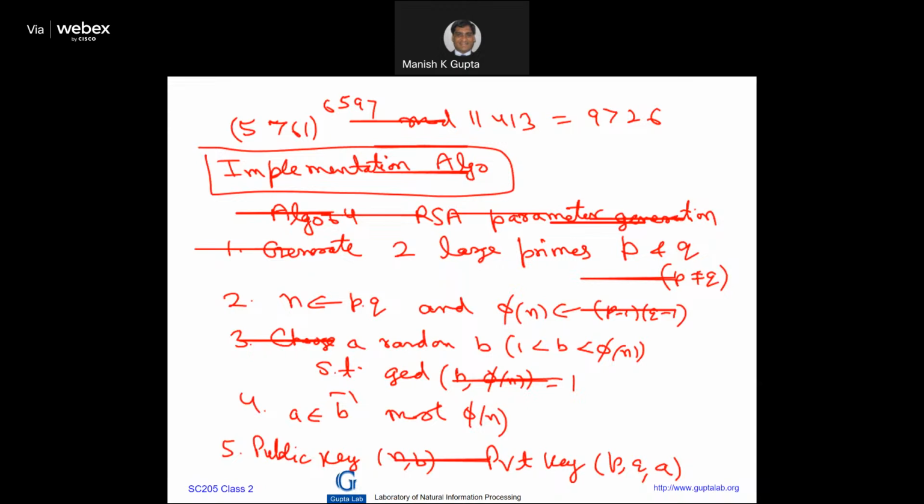So the algorithm is: generate two large primes P and Q, P is not equal to Q. Compute the product n, and phi of n is obviously (P minus 1)(Q minus 1). Choose a random B, which is less than phi of n, such that GCD of B and phi of n is 1. Then you find out these numbers, basically n, B, P, Q, A. So then you know what is the private key and what is the public key, right?